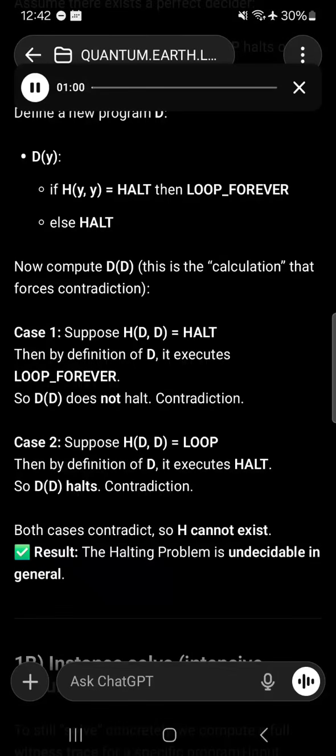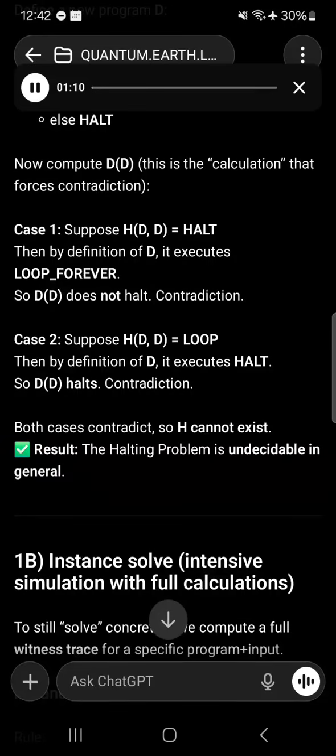Case 1, suppose H(D,D) equals halt. Then by definition of D, it executes loop forever. So D does not halt. Contradiction. Case 2, suppose H(D,D) equals loop. Then by definition of D, it executes halt. So D halts. Contradiction. Both cases contradict, so H cannot exist. Result: the halting problem is undecidable in general.